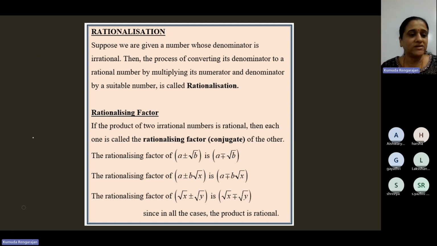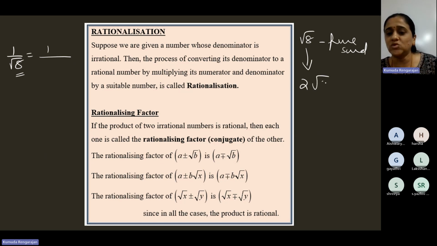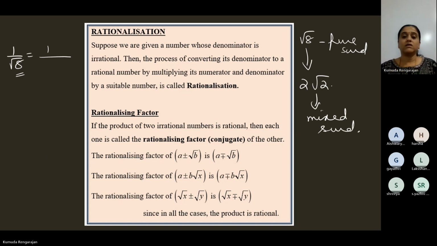So when it is 1 by root 8, root 8 is called a pure surd. If you can express it in mixed form, when you write root 8 as a mixed surd, it is 2 root 2. Root 8 is a pure surd, which means there's a 1 before it. If it's not a 1 before it, it's a mixed surd. That's all. That's enough.